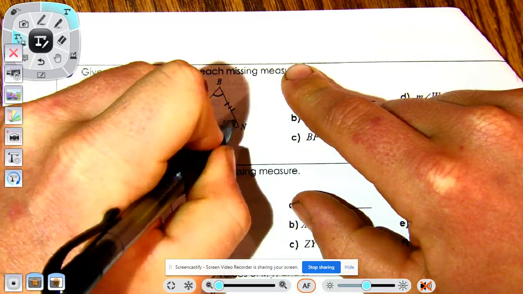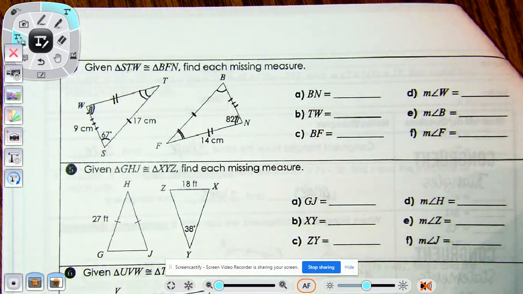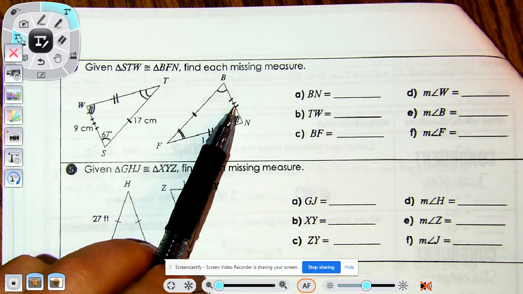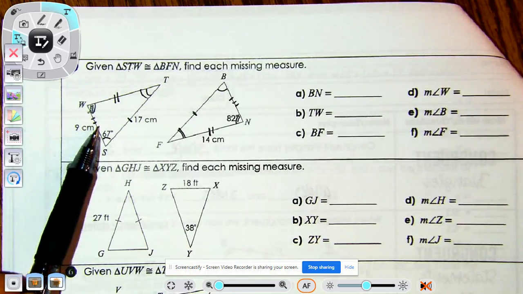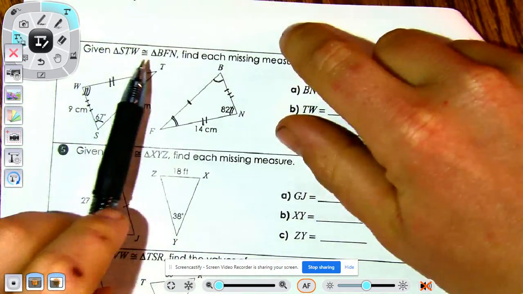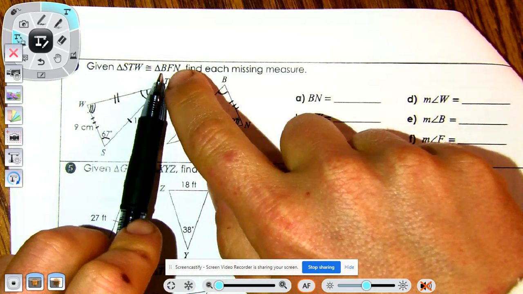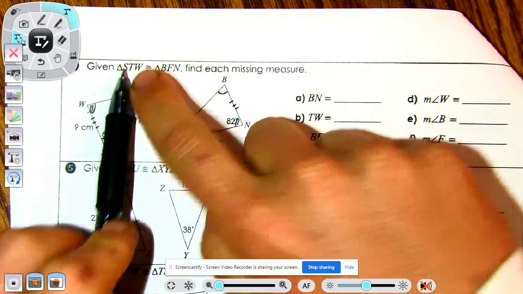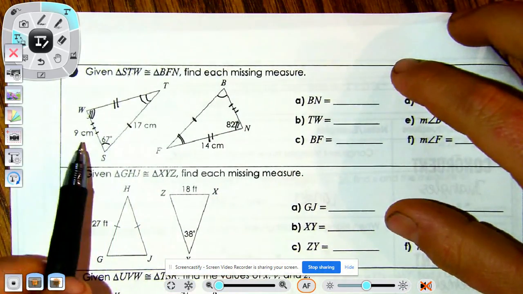So with them filling all this out, they want to know what BN was congruent to. Looking at my marks here, BN had 3 tick marks. It was congruent to WS, or like I said up here, come back to your congruency statement. BN, first and third, SW. So if SW is equal to 9, BN is equal to 9 centimeters.